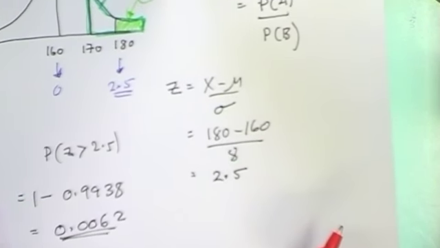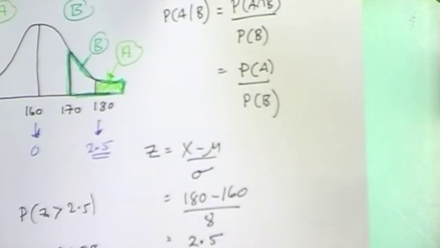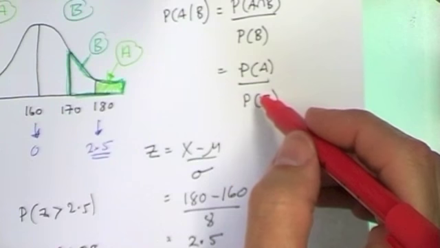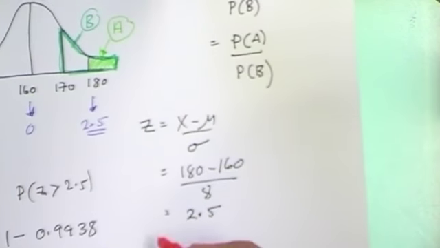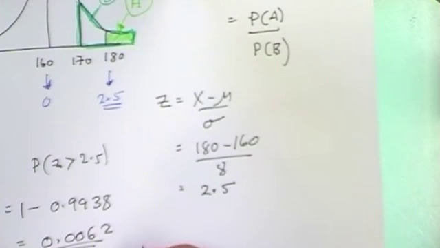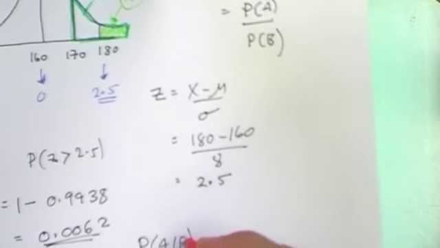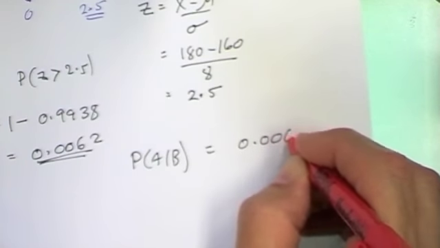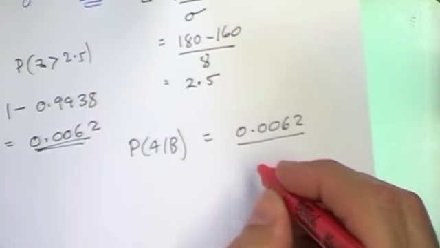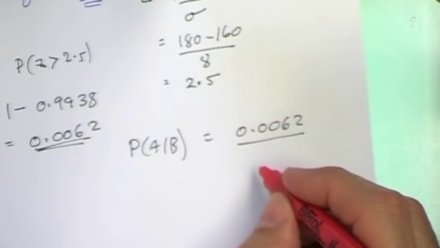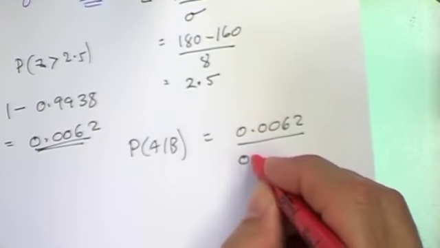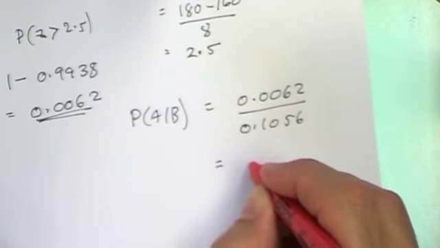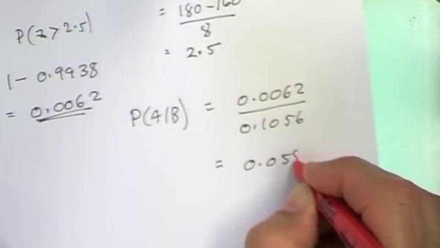So for our conditional probability, we've got the probability of A over the probability of B. That's going to be the probability of A given B equals 0.0062 over, what we worked out in the previous part, 0.1056, and that equals 0.0587.